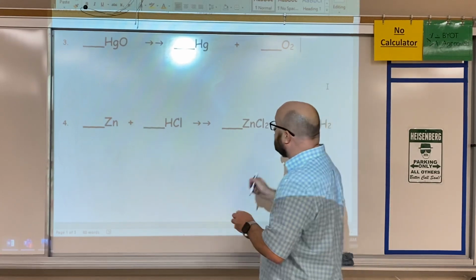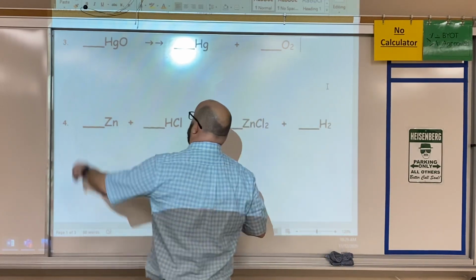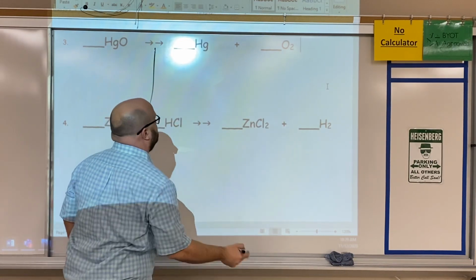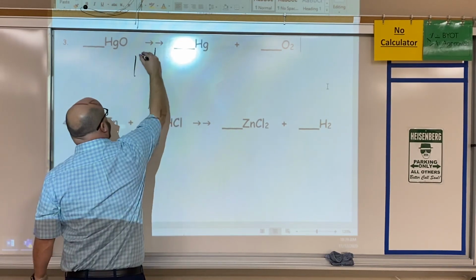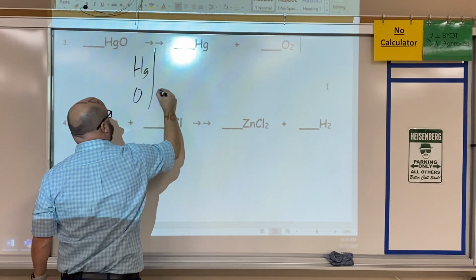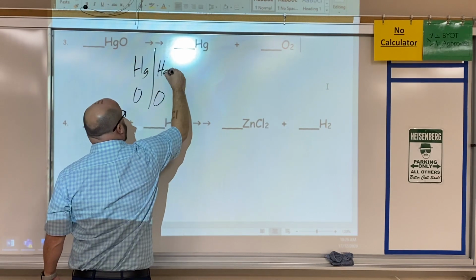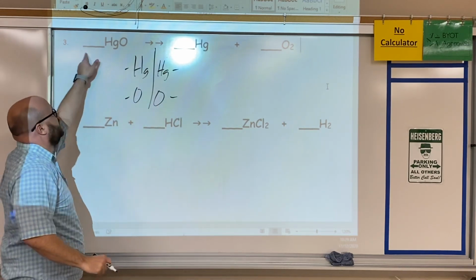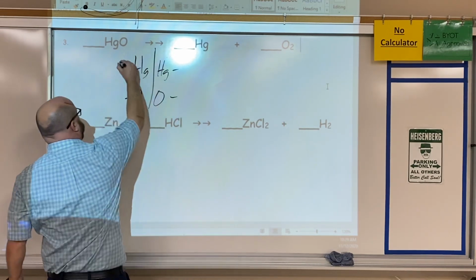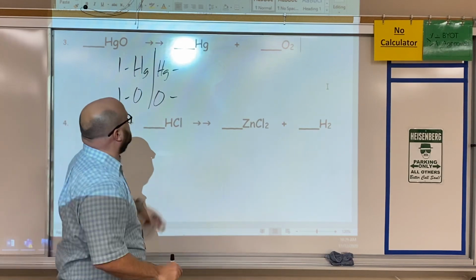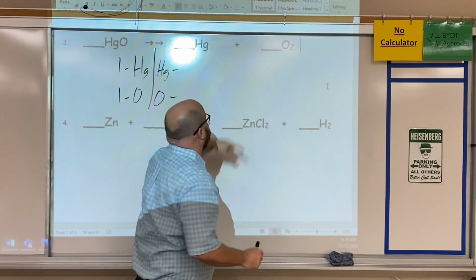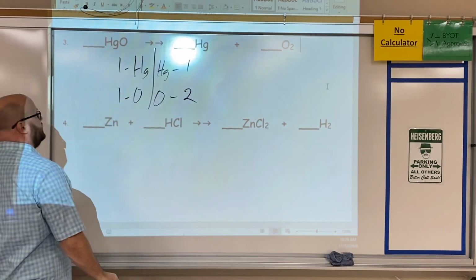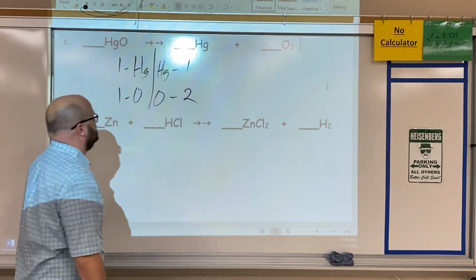All right. Mercury 2 oxide produces mercury and oxygen. Still just two elements. Over here we've got 1 and 1. Over here we've got 1 and 2. Everything's almost balanced except oxygen.